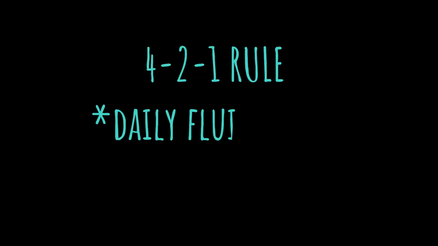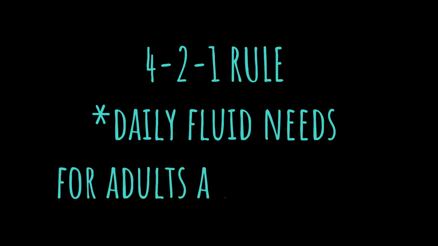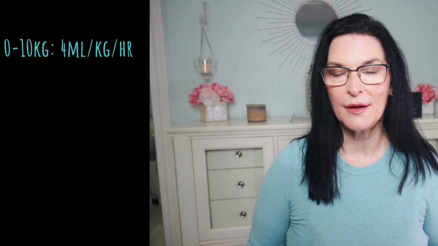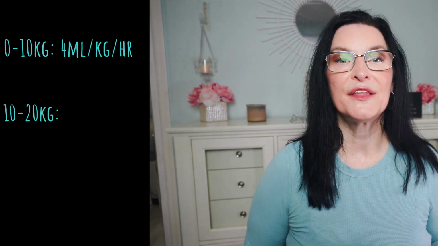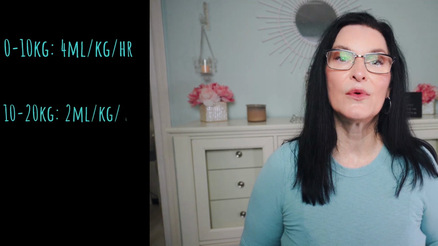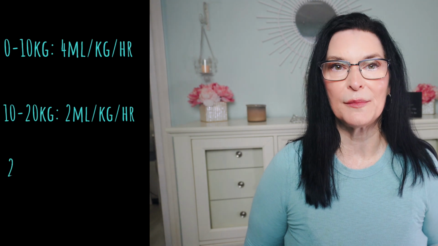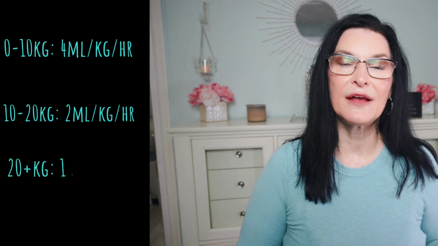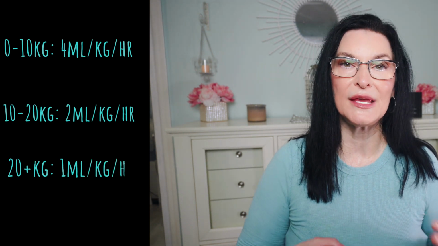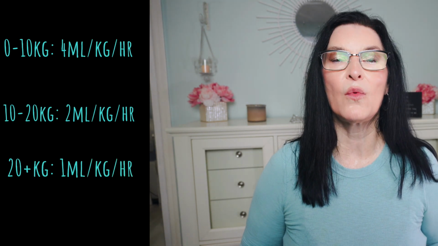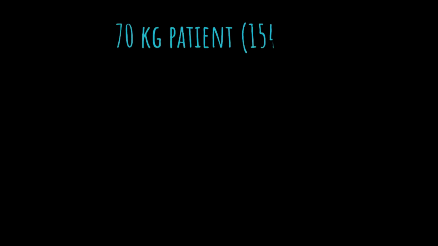So first is the 4-2-1 rule, which is used to calculate daily requirements for both adults and children. For the first 10 kilograms of body weight, we're going to give 4 milliliters of fluid per kilogram per hour. For the next 10 kilograms of body weight, we're going to give 2 milliliters of fluid per kilogram per hour. And then for every additional kilogram of body weight beyond 20 kilograms, we're giving 1 milliliter of fluid per kilogram per hour.